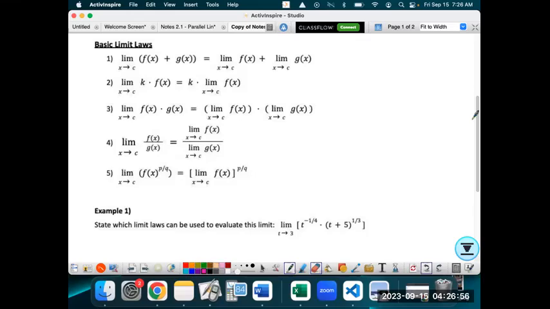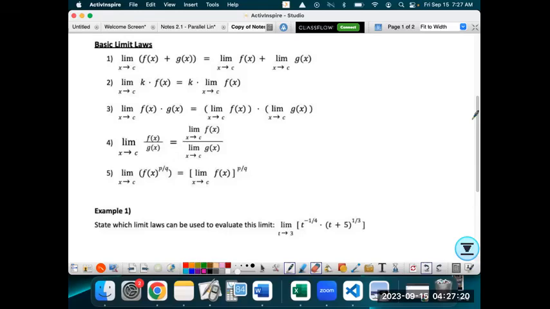And then the last one, if we have, sorry about that, guys. If we have a function raised to a power, we can actually take that power outside of the limit, evaluate the function as is, and then apply the power to the result. Now, all of these have names. So I'm going to write them down. I would like you to as well. They should make a lot of sense though.